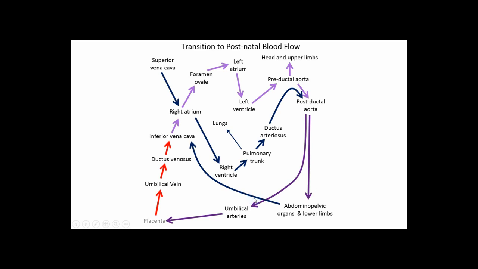First off, placenta's gone. So blood flow through the umbilical vein and umbilical artery ceases. The ductus venosus no longer carries blood to bypass the liver, so it's going to get smaller and smaller and go away, as do the umbilical arteries. I've crossed these out rather than just eliminating them because they leave remnants in the adult body.